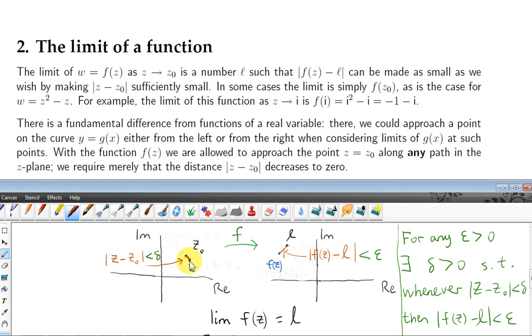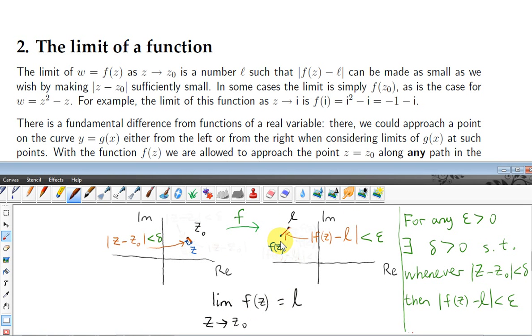Now z can approach z0 along any path in the plane. So I could go around like this, and as long as the distance between z and z0 approaches 0, if this limit exists, we will find that f of z will approach L, such that the distance between f of z and L is approaching 0, of course.